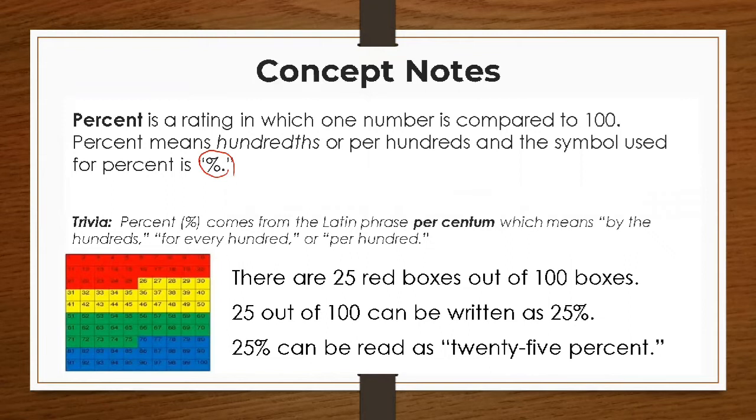So, there are 25 red boxes out of 100 boxes. So, 25 out of 100 can be written as 25%. And 25% can be written as 25%. So, if you are going to ask how come that 25 out of 100 can be written as 25%, or how do we get the 25%? So, this is the things we need or we are going to learn.